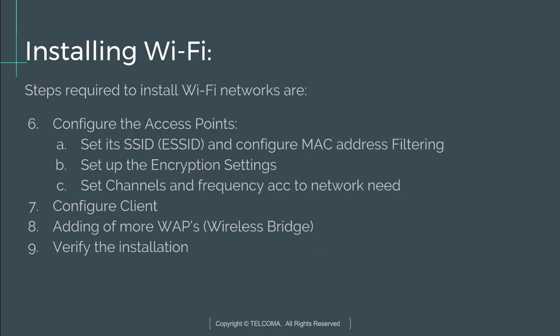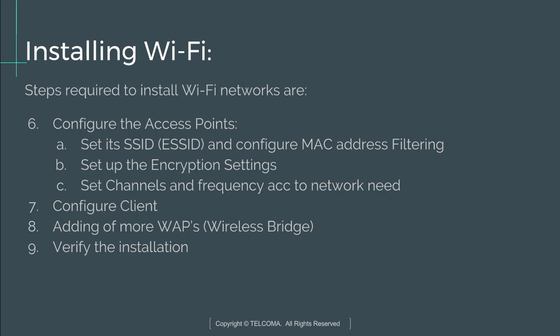By logging into the wireless access point, we will set up the SSID, the service set identifier, and next we will configure MAC address filtering, where we add the MAC addresses of the wireless devices to whom we want to give wireless access. Next we will set up the encryption setting, here WPA2, and then we will set the channels and frequency according to the need of the wireless network.